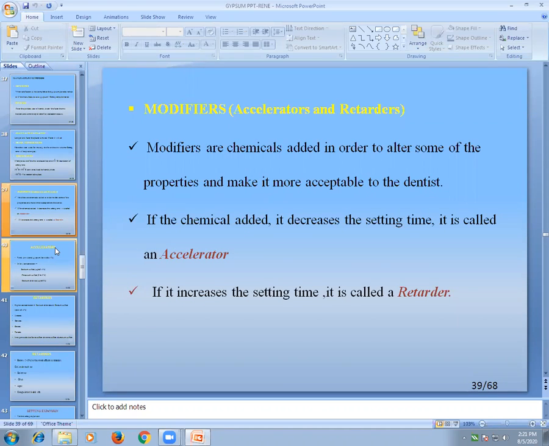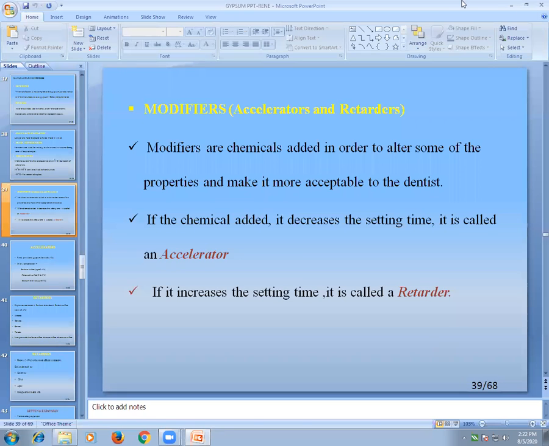Then modifiers. In modifiers, there are accelerators and retarders. Accelerator helps in fastening the setting reaction, and retarders help in slowing the setting reaction. Again, it depends on the operator. So if you are fluent in handling the product, then we can add the accelerator. But it is again not in our hand. Whatever the manufacturer decides, how much accelerator is needed and how much retarder is needed.